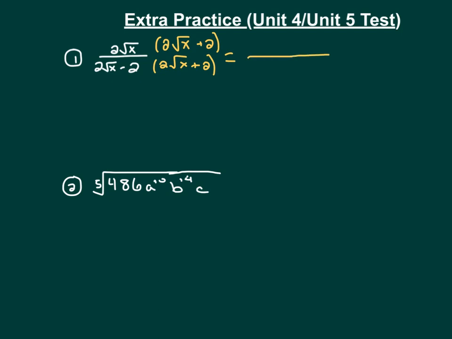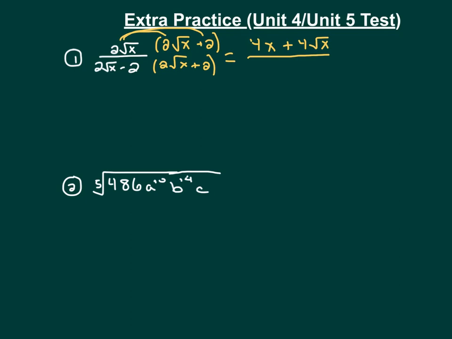All right, so when we start with the top, 2 radical x times 2 radical x. Well, 2 times 2 is 4, and radical x times radical x is just x. And then 2 radical x times 2 would be 4 radical x. So our numerator, we have 4x plus 4 radical x. In the denominator, we're going to have to double distribute.